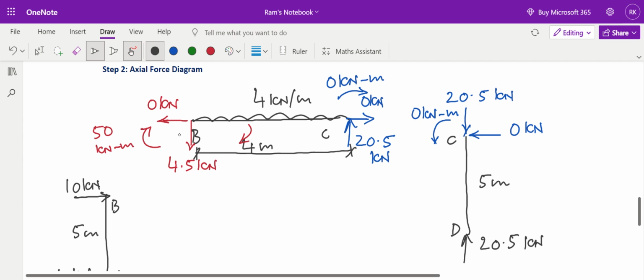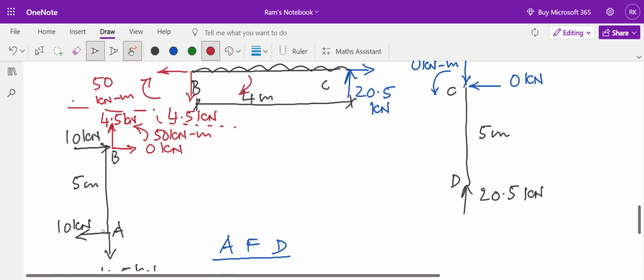And from this joint B in the member BC to this joint B in the member AB, I will transfer the balance forces in equal and opposite direction. This 0 kilonewton acting towards right will be transferred as 0 kilonewton acting towards left. Then this 4.5 kilonewton acting downwards will be transferred as 4.5 kilonewton acting upwards, and this 50 kilonewton meter clockwise will be transferred as 50 kilonewton meter acting anti-clockwise. So three forces which are balanced in the portion BC are transferred equal and opposite in the member AB.